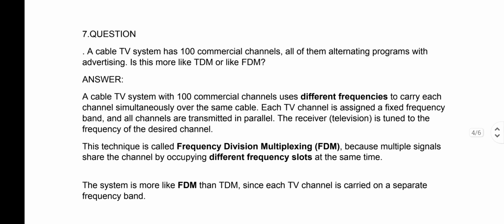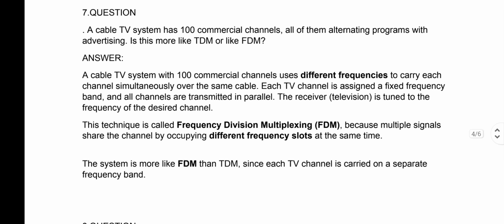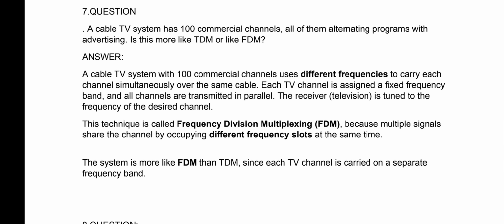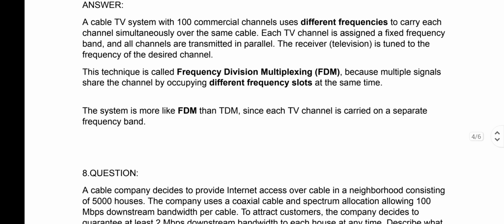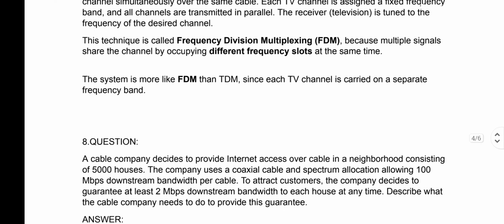Seventh question. A cable TV system has 100 commercial channels, all of them alternating programs with advertising. Is it more like TDM or like FDM? Answer: a cable TV system with 100 commercial channels uses different frequencies to carry each channel simultaneously over the same cable. So this technique is called frequency division multiplexing (FDM) because multiple signals share the channel by occupying different frequency slots at the same time. The system is more like FDM than TDM since each TV channel is carried on a separate frequency band.